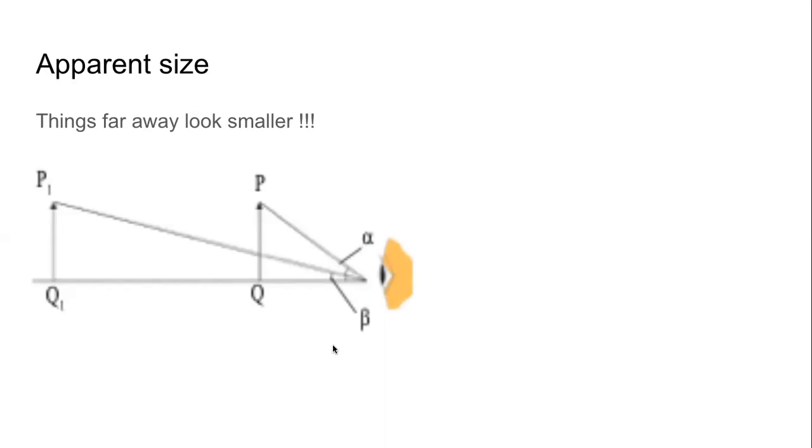Agree or disagree? When you look at a building from a very very far place, you think that it's very short. When you come near it, it appears very big. Right? So actual size means the real size. Apparent size means the size we think it is.